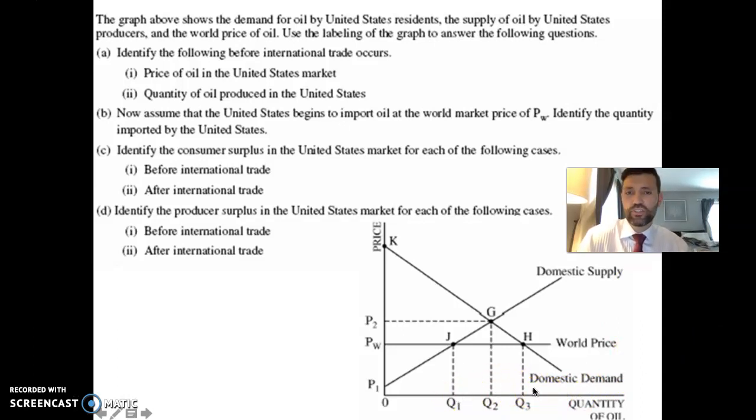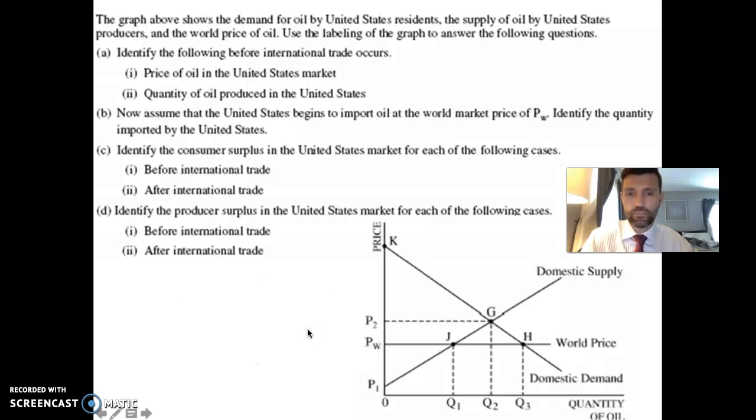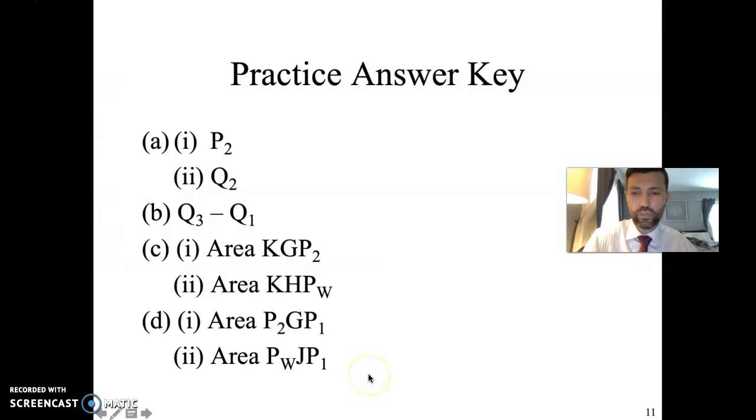Identify consumer surplus in the United States before and after, and then producer surplus before and after. Remember, consumer surplus would be KGP2 and producer surplus P2GP1 before trade, and then after trade, we see an area of consumer surplus of KHPW and an area of producer surplus of PWJP1. As you can see, the answers here.